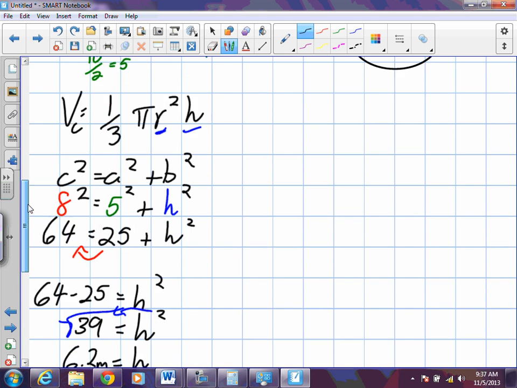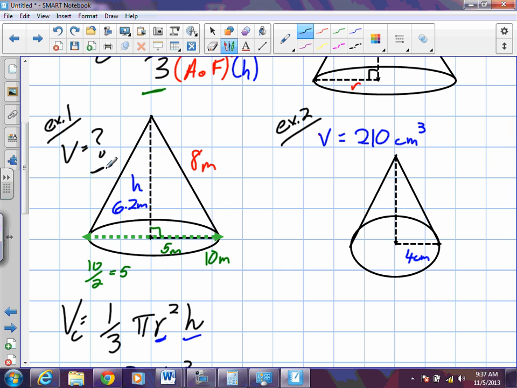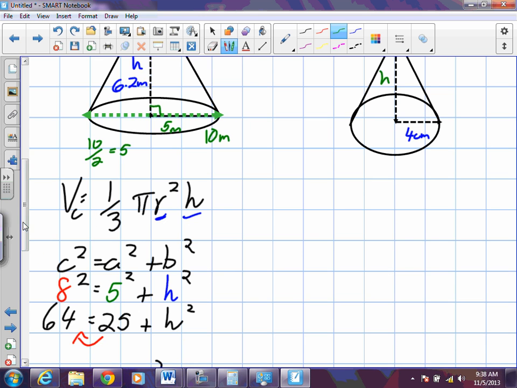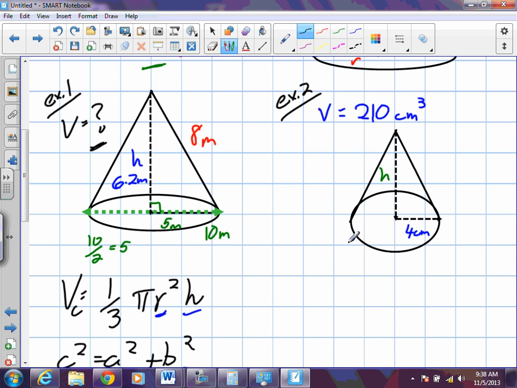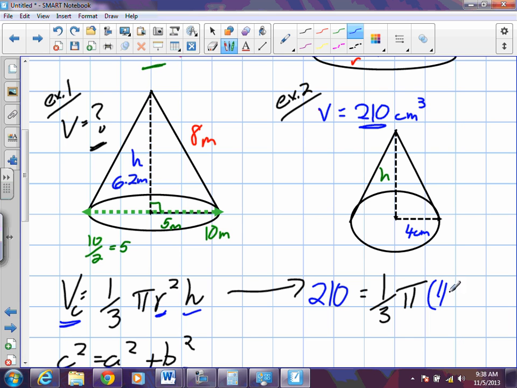Now, the first part we're done. I figured out the volume. Example 2, they've given us the volume and they've given us the radius. They want us to find the height. So we're going to take our formula and see if we have enough information again. Remember our formula from before? We'll plug our values in. What is the volume? 210. 210 is equal to 1/3 pi. What's the radius? 4. And the height is unknown. The height is what we're trying to find. So the goal here will be to isolate for height.